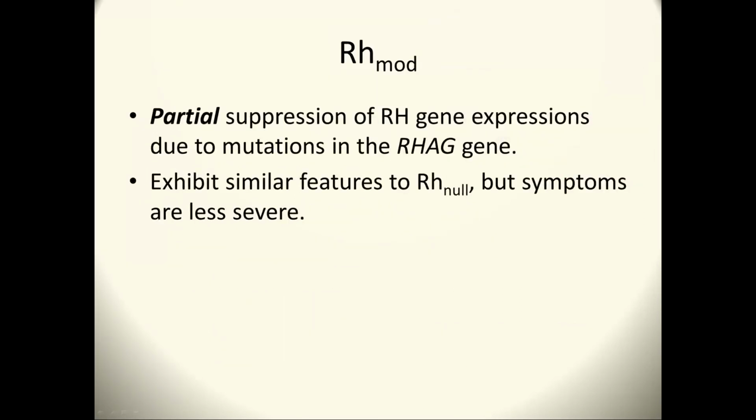The Rh-mod syndrome results from a partial rather than a total suppression of Rh gene expression. And this is due to certain mutations in the RHAG gene. These individuals exhibit similar clinical features to Rh null, but the symptoms are generally less severe.